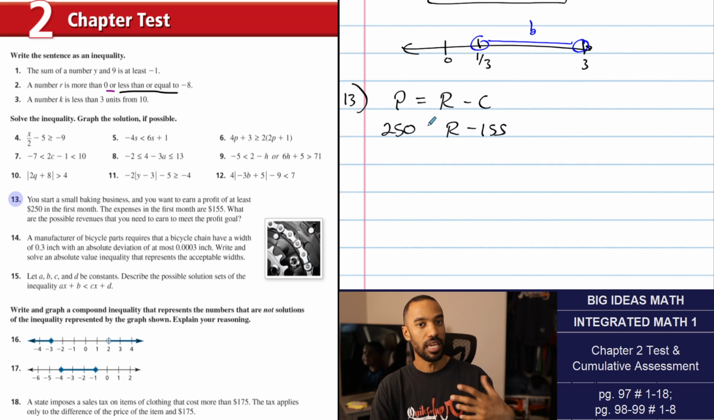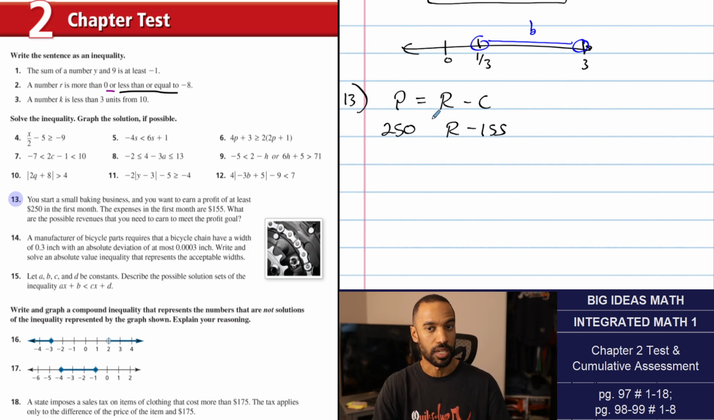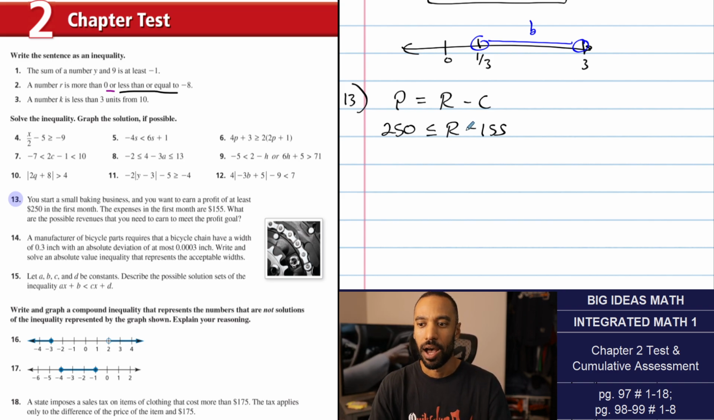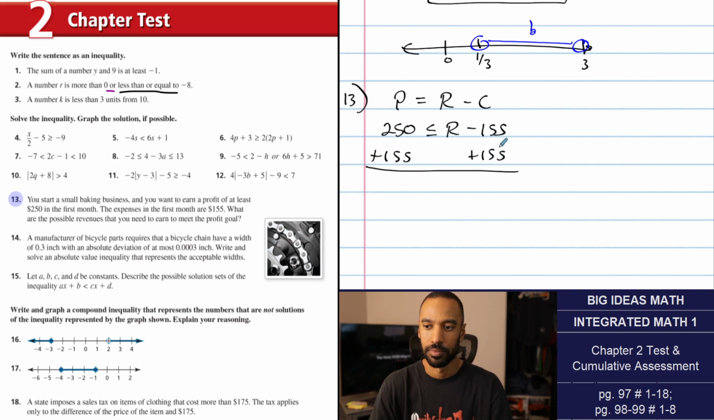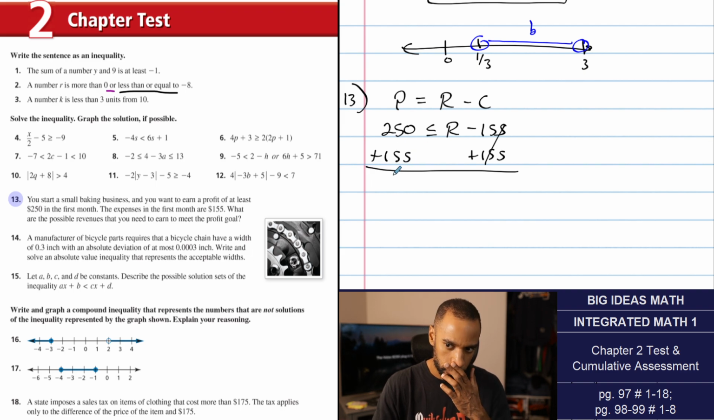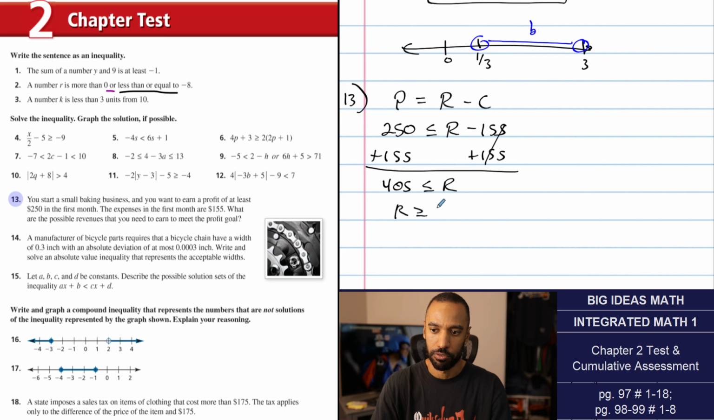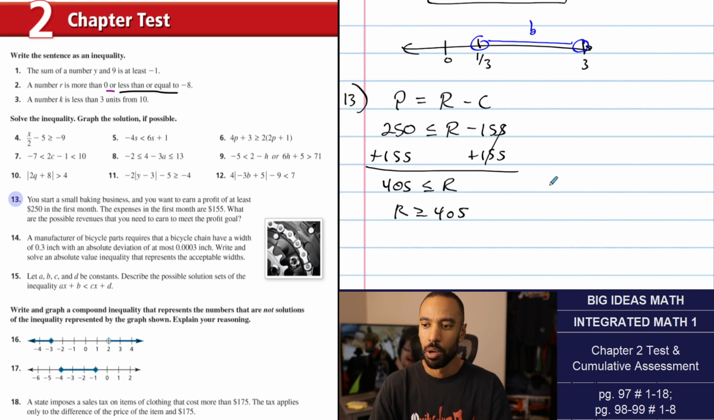Now, we don't want it to be equal to $250. We want more than $250. We don't want $250 to be more than this. So we want this to be more than $250. We want $250 to be less than our revenue minus cost, right? So that would be my setup for this problem to begin with. So we can add 155 to both sides. And here we're now going to get 405. 405 is less than or equal to revenue. Revenue is greater than or equal to 405. We want to make, what are the possible revenues? More than $405.